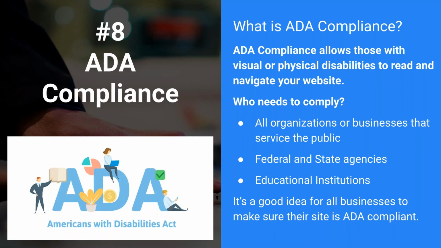It also is required for federal and state agencies and educational institutions. They are all required to be ADA compliant to make sure that the website can be read to someone who's visually impaired, as well as someone that has physical disabilities where they can't use their mouse or their keyboard. They have a device that helps them simply navigate. You can think of it as like the arrows on your keyboard. That's how they would navigate all the way through the site.